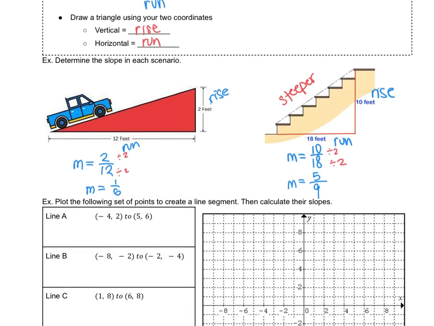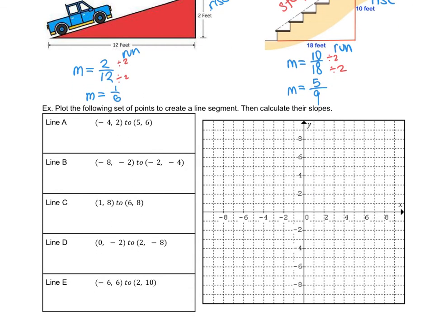Now let's try some more examples, but this time I'm going to give you some coordinates to create a line segment. That way we practice plotting points, and then we'll apply our rise over run. All right, so for line A, we have -4, 2. So -4 on the x-axis is here because x always comes first, and then we go up to 2 on the y-axis. So here's our coordinate. And then we have 5, 6. 5 is right here on the x-axis, and I climb up to 6. So here's my coordinate.